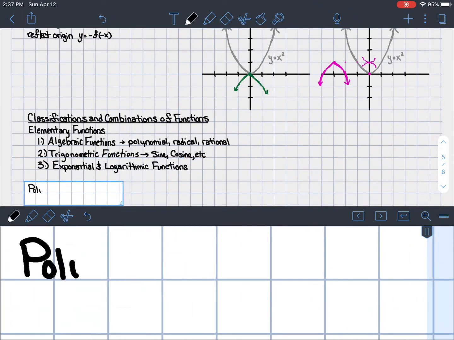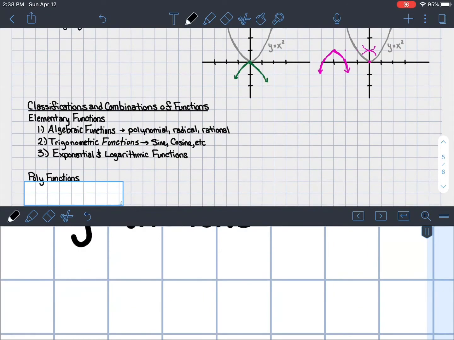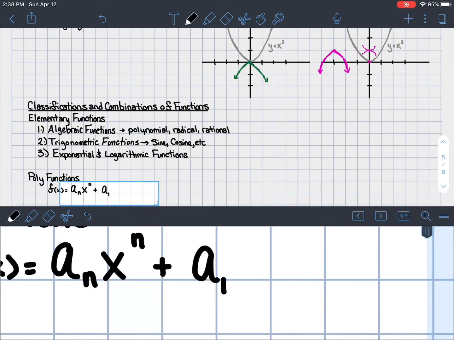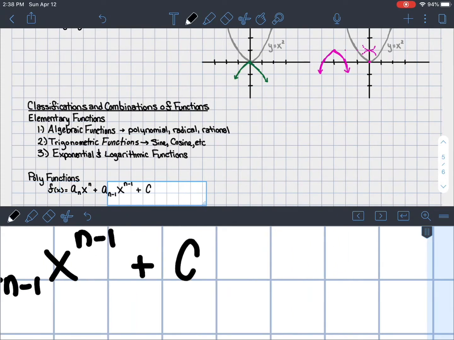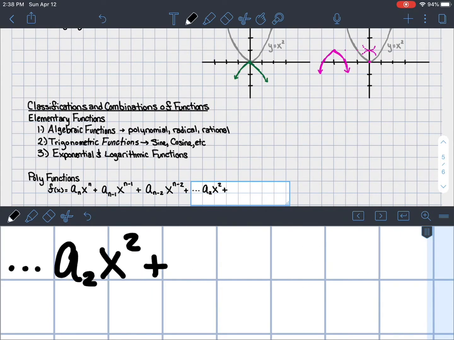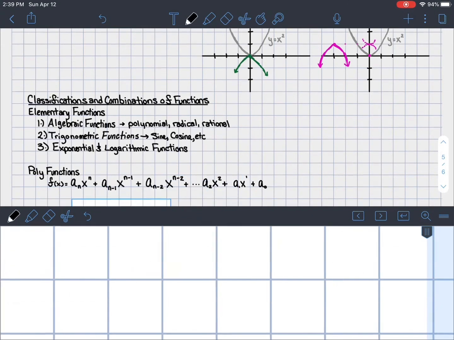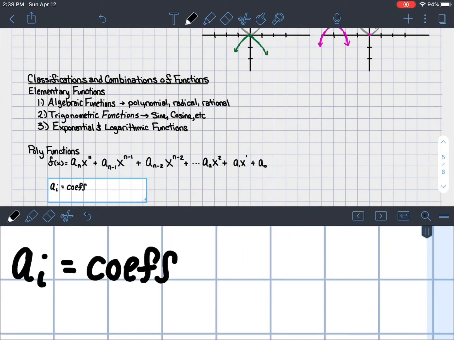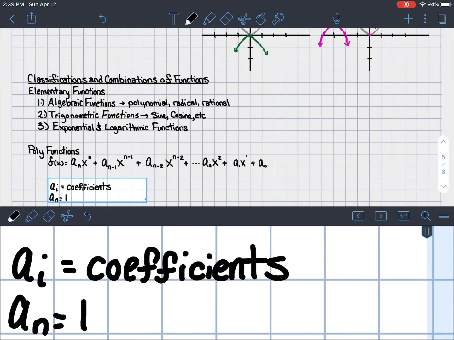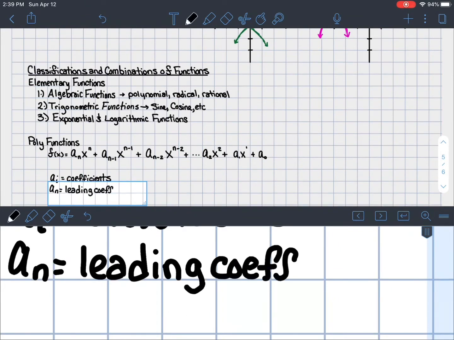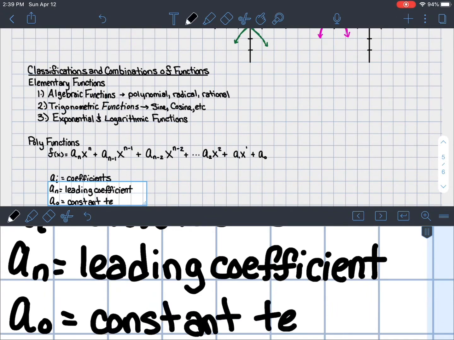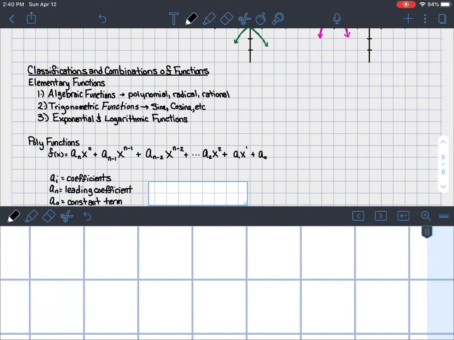Polynomial functions will always be in this type of form, in which you have some coefficient a sub n times x raised to the degree of n, and so on and so forth in descending order, all the way down to the constant term, or a sub 0. So all of the a sub i's are coefficients. A sub n is specifically the leading coefficient, and a sub 0 is the constant term.